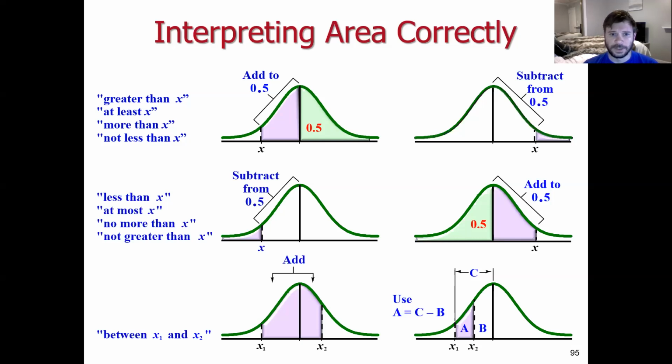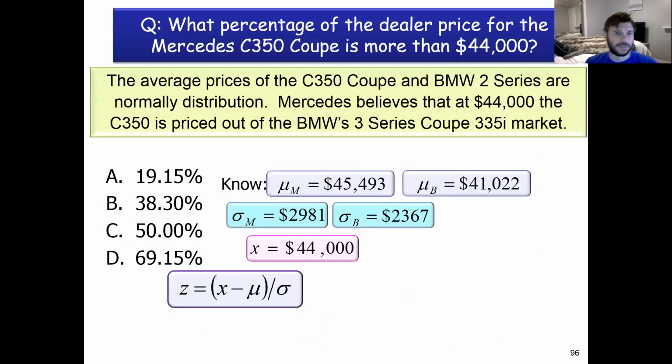Okay, so these are the three core cases here. We're going to look at a few more examples utilizing this approach. And here's a slightly different narrative to think about. The average prices of the C350 Coupe and BMW 2 Series are normally distributed. Mercedes believes that a $44,000 C350 is priced out of the BMW 3 Series 335i Coupe market. And the question here is, what percent of the dealer price for the Mercedes C350 Coupe is more than $44,000?